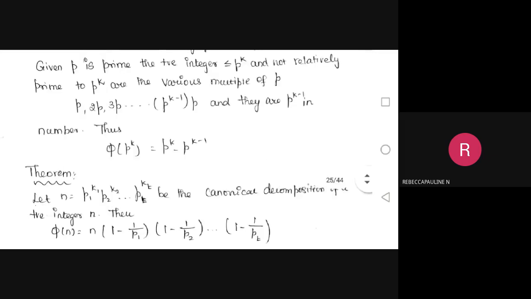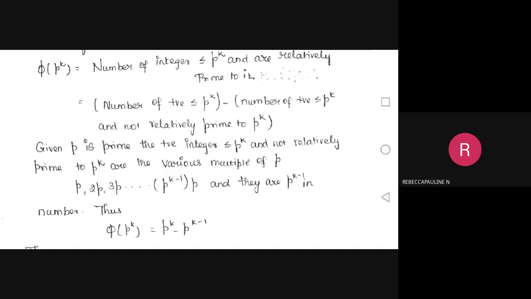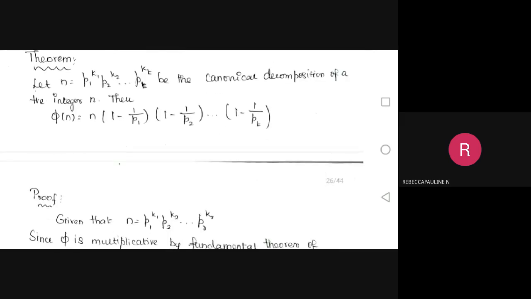We already proved phi of p power k is equal to p power k minus p power k minus 1. Taking p power k as a common factor, you get p power k into 1 minus 1 by p. Now, given that the integer n can be expressed as a product of distinct primes p1, p2 up to pr, n is p1 power k1 into p2 power k2 up to pr power kr.